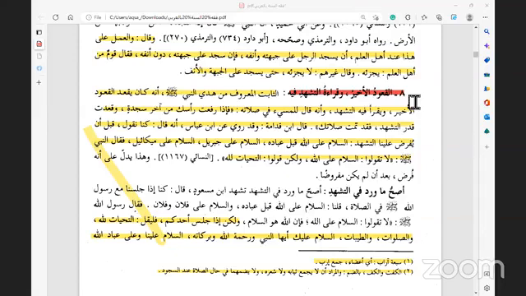التحيات لله والصلاة الطيبات السلام عليك أيها النبي. This is called التشهد.